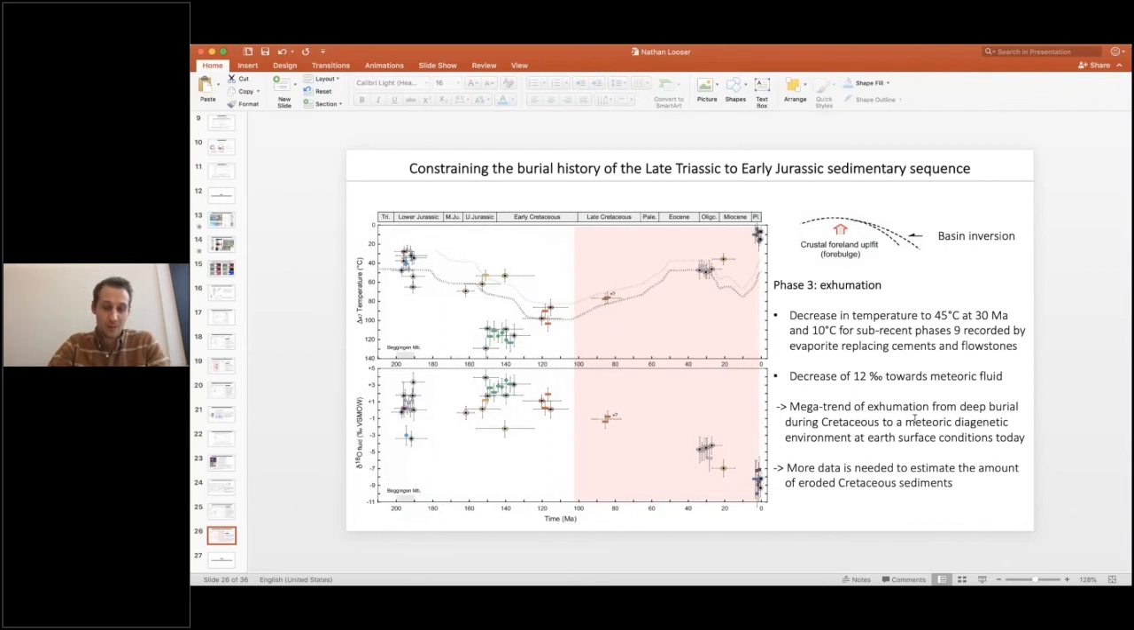So what we would need more to constrain the burial history during the Cretaceous is actually more data, because we have these weird hot phases that don't really add up in terms of geothermal gradients. We know there must have been hydrothermal events, but it's very hard to calculate what the source of the heat was and how much of the overlying Cretaceous sediments was eroded since then.